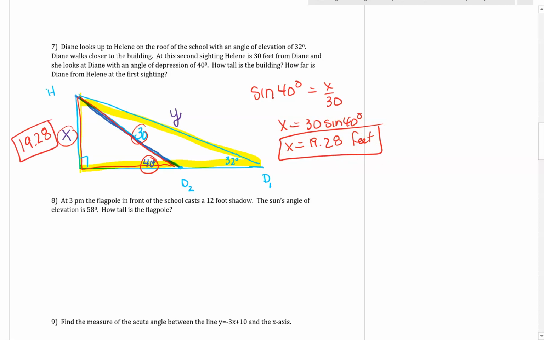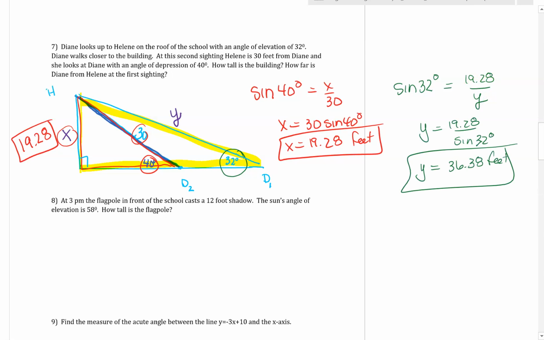Okay, so notice the yellow triangle is also a right triangle. So now we are trying to find y. So we have sine of 32 degrees in the large yellow triangle. We could use sine again because 19.28 and y would be the opposite and the hypotenuse for that particular triangle. So y is 36.38 feet.